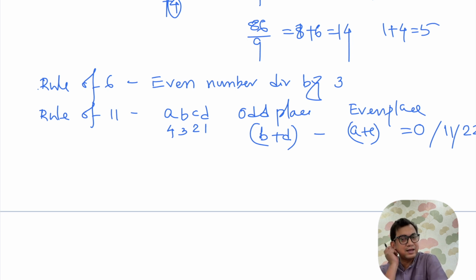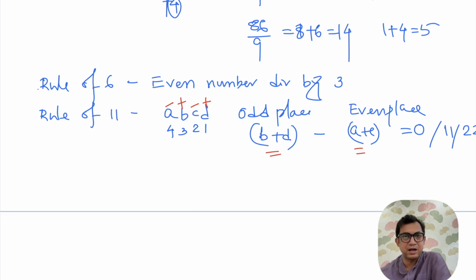Or someone can say, I'll do the odd places and the even places, or can say alternate place. I'll take this as plus, this as minus, this as plus, this as minus. Same rule. B and D getting added and A and C getting subtracted. So alternate plus minus is also a rule.